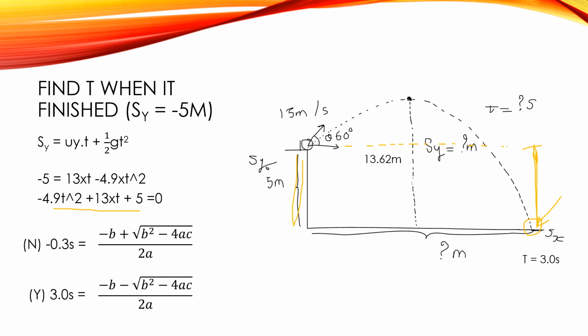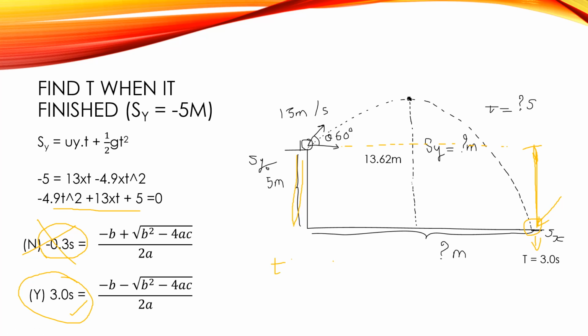After substitute all the value in, I got t equals negative 0.3, but this one time can't be a negative value, so I can't use it. And the other one gave me 3 seconds, so I will use this one. So we know that at this point the time for the ball to travel was 3 seconds from the origin.